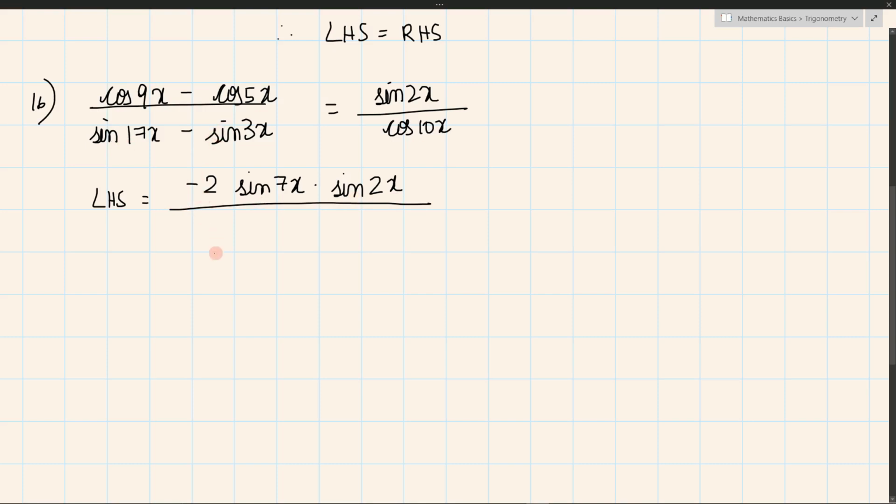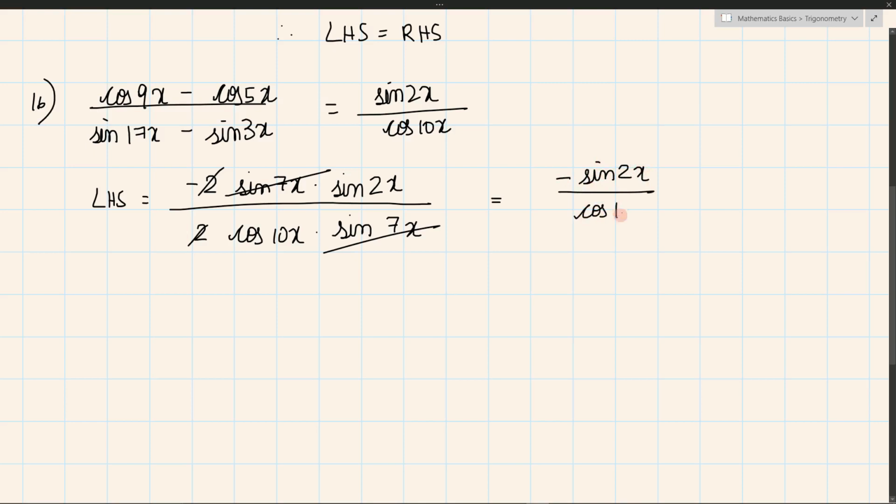So we have 2 cos of (A plus B) by 2, that is 17 plus 3 is 20, 20 by 2 is 10x, multiplied by sine of (A minus B) by 2. That is nothing but 17 minus 3 is 14, 14 divided by 2 is 7x. So sine 7x and sine 7x get cancelled. So 2 and 2 are also cancelled. The remaining terms are minus sine 2x divided by cos 10x.